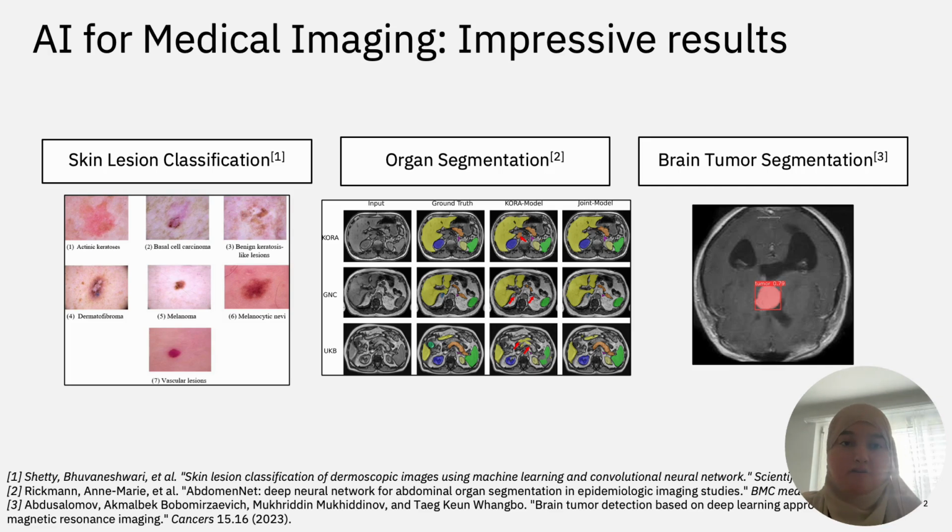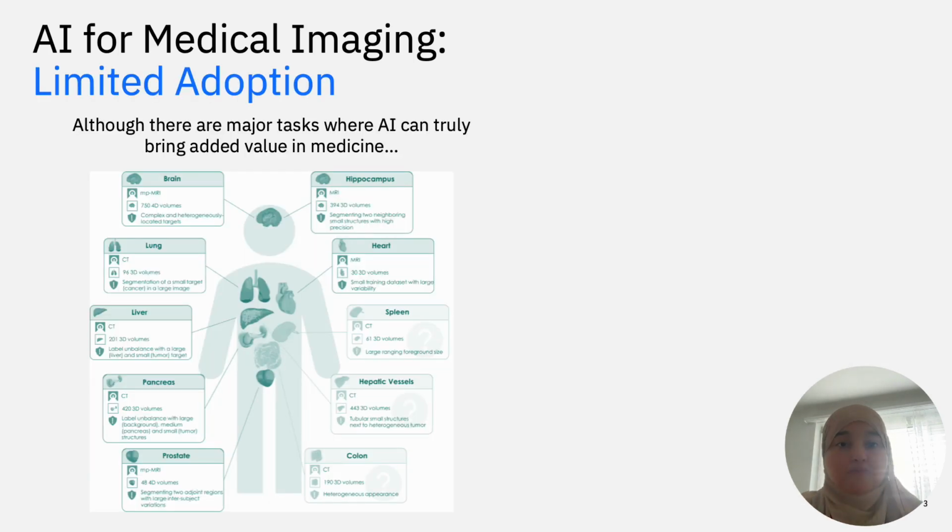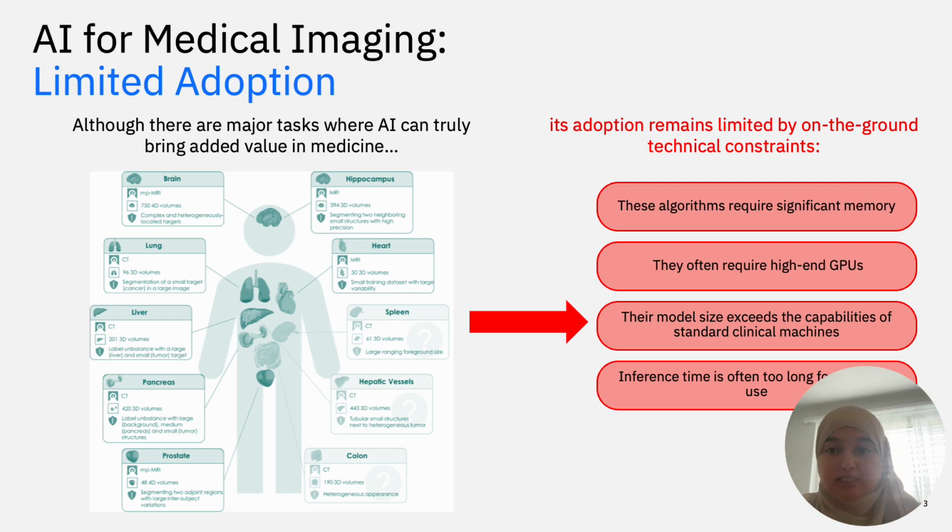So we all know that AI for medical imaging delivers impressive results and has been around for quite some time already. You can see skin lesion classification, organ segmentation, brain tumor segmentation, and these are only some of the tasks that deep learning can do. Although these are major tasks where AI can truly bring added value in medicine and radiology specifically, its adoption remains limited by on-the-ground technical constraints. Radiologists on the ground are not really using it.